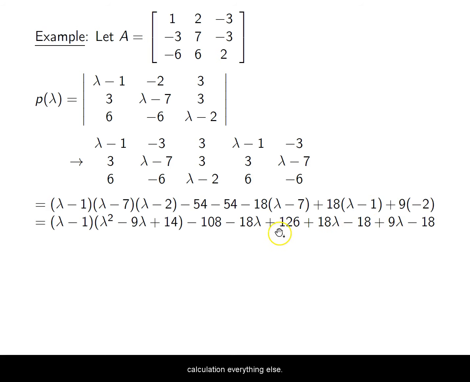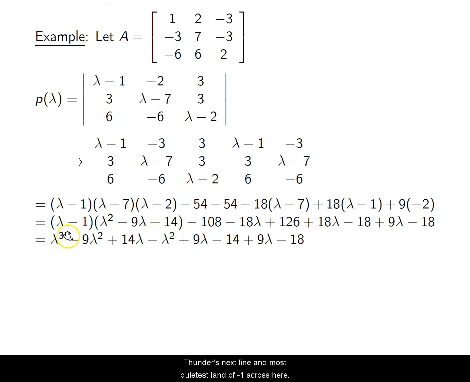Everything else, right, 18 times this stuff, add these together, and then here I started to combine my like terms, so negative 7 and negative 2 is negative 9. Multiply those, you get a positive 14, and there's lambda minus 1. So in the next line, I will multiply this out, and then I'll start to combine some like terms over here as I see fit.